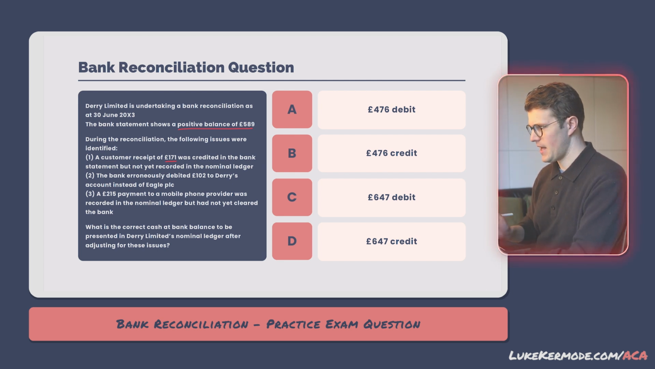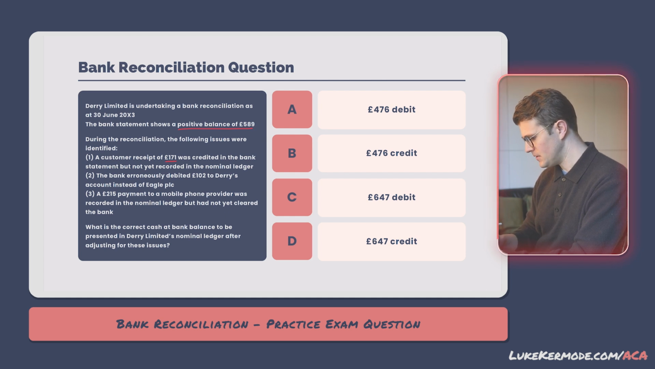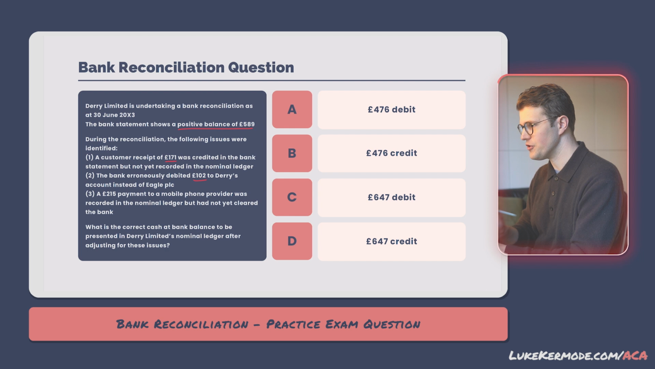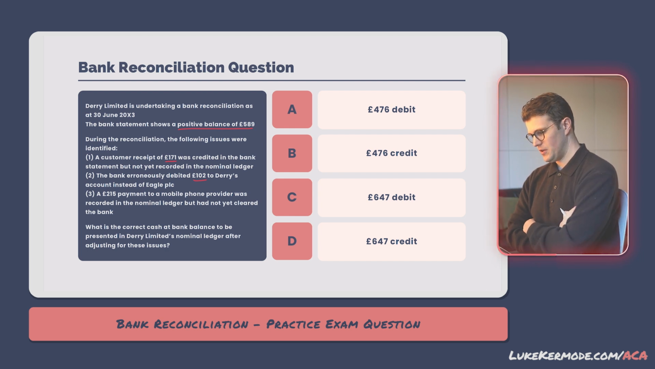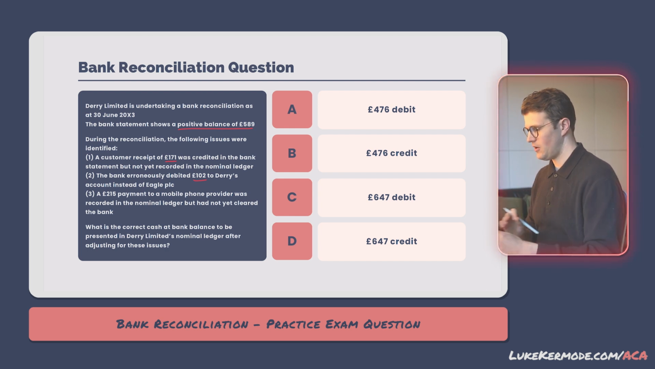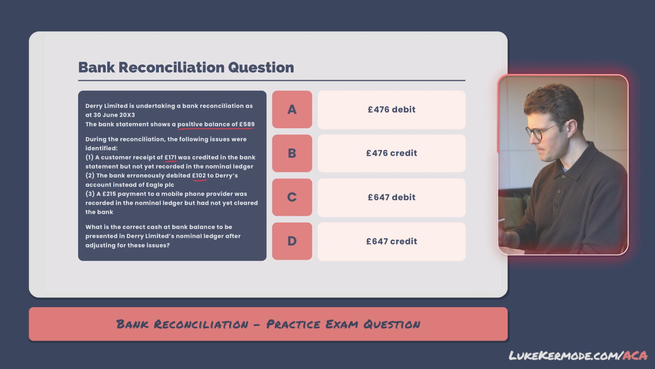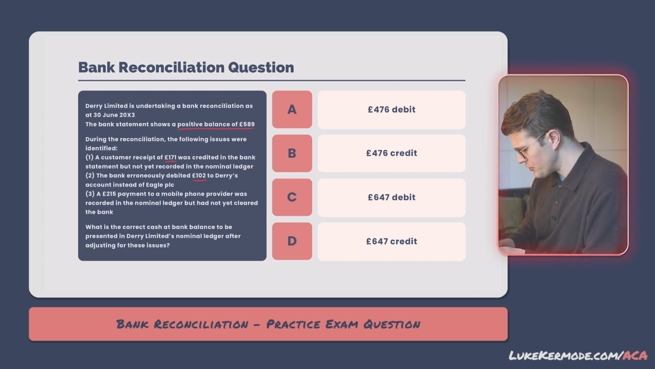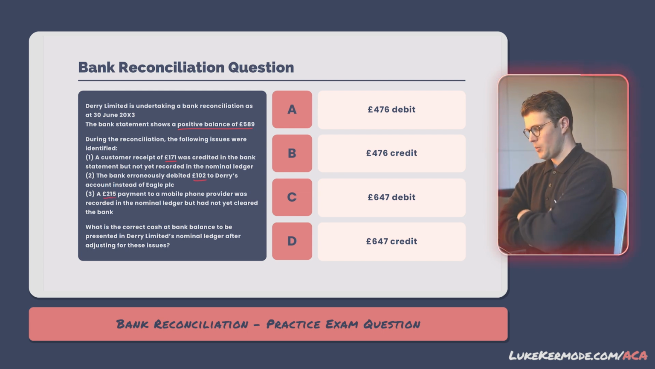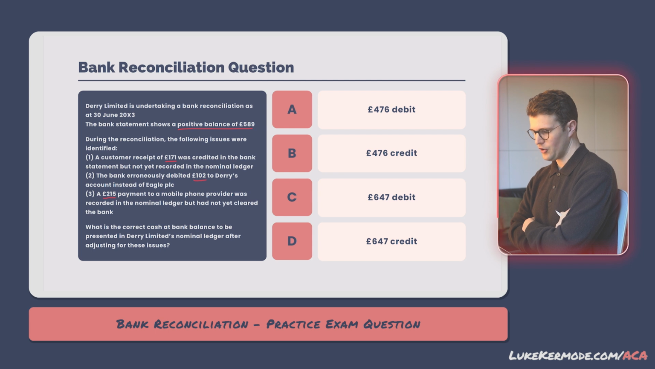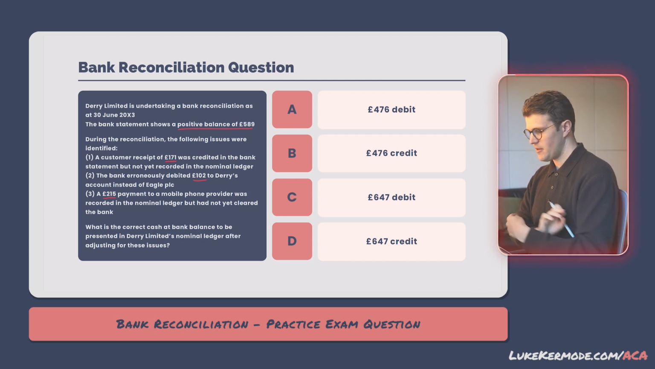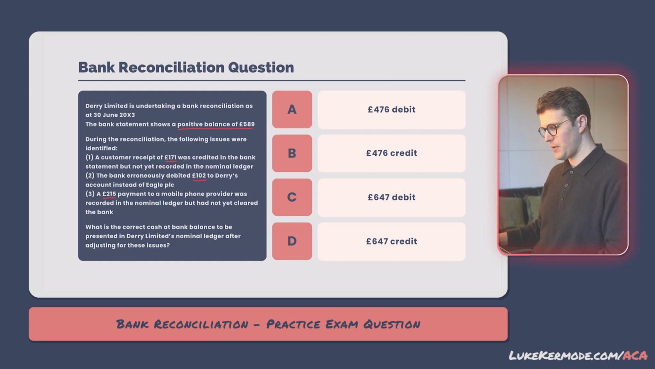Secondly, we've got a bank error. So the bank erroneously debited £102 to Derry's account instead of Eagle plc. And third and finally, we've got a £215 payment which was recorded in the nominal ledger but hasn't yet cleared the bank. So that's our three issues that we need to think about in this question.